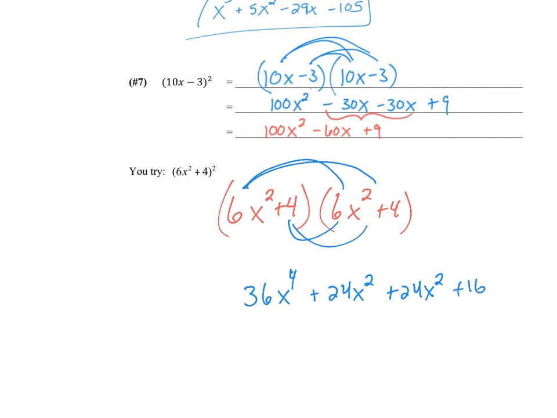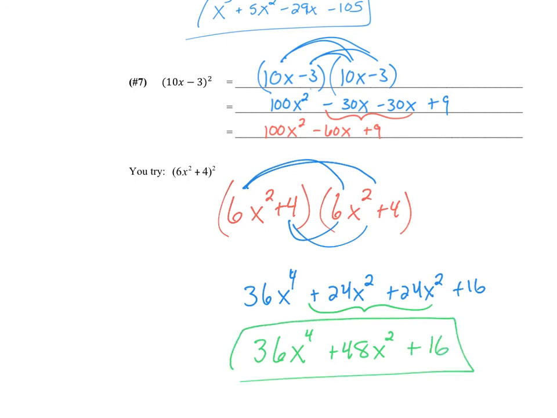And then we combine like terms. 36x to the fourth. 24 plus 24 is 48, so 48x squared, and then plus 16. All right, and that's all the multiplication ones you'll see. That's what we got for this section.